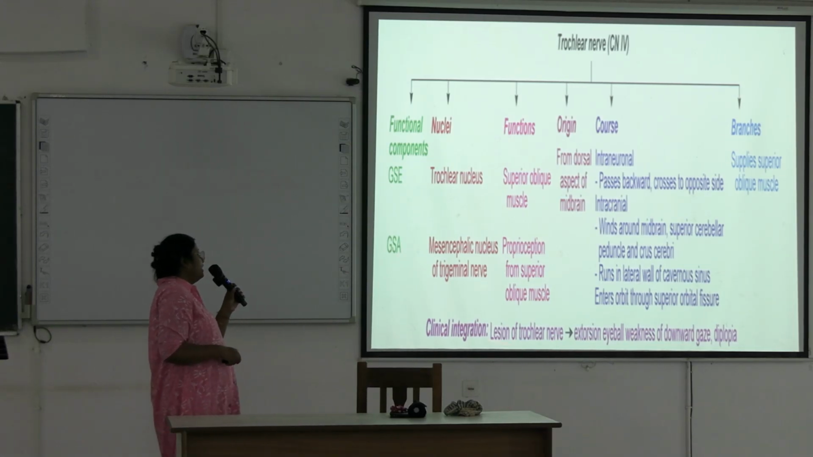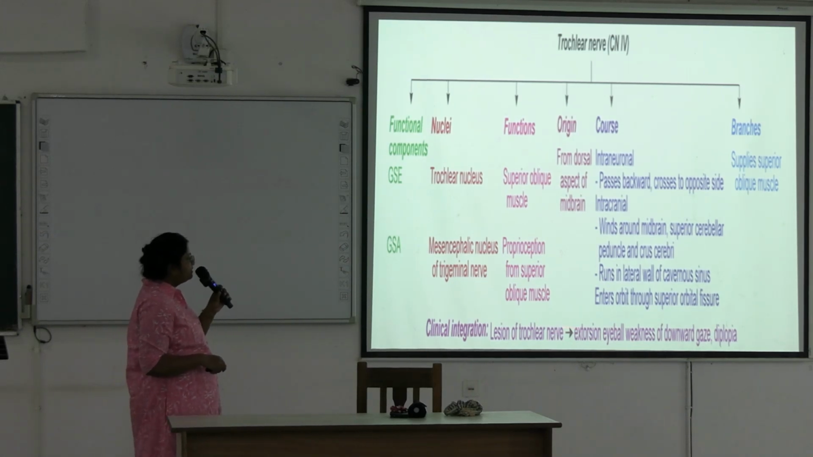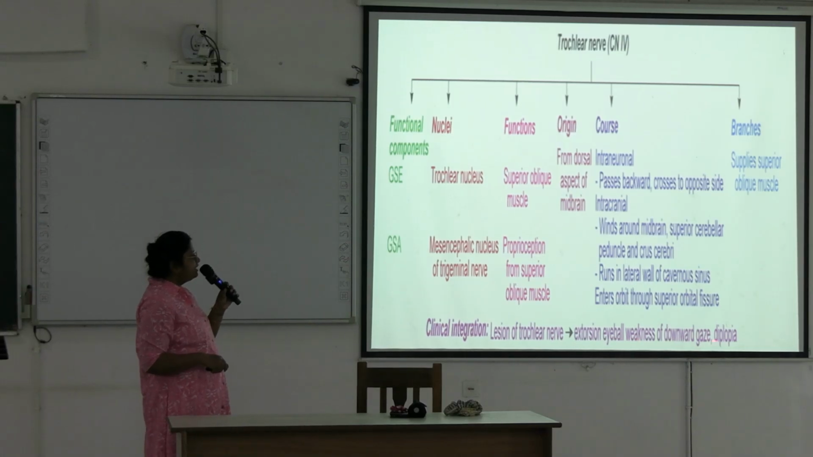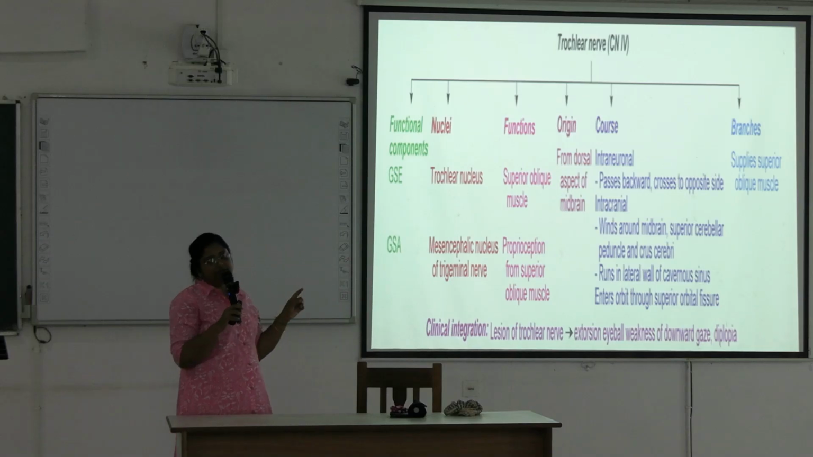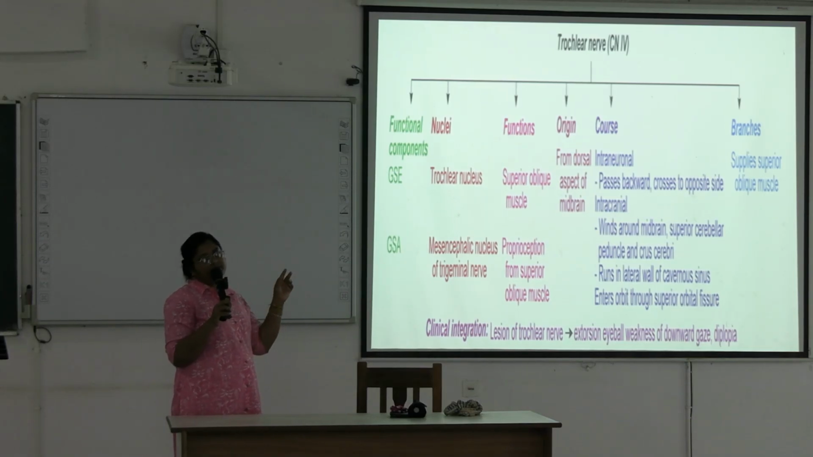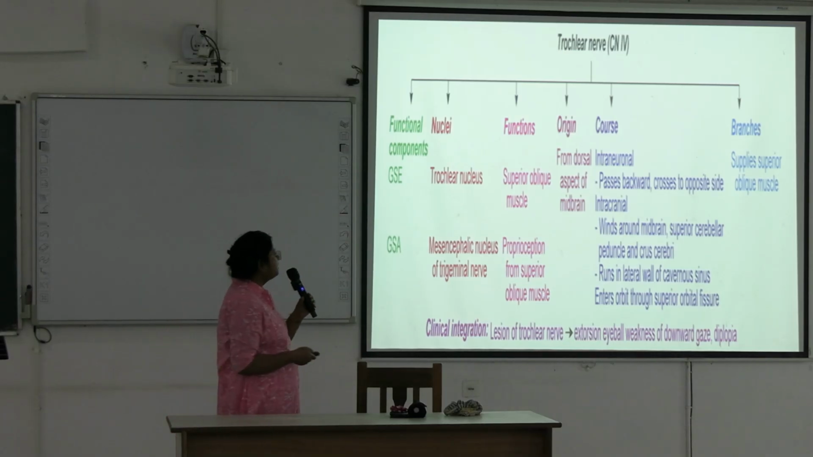This is the branch. And what will be the clinical aspect? Lesion of this nerve will lead to extorsion of the eyeball and weakness of downward gaze and diplopia. Only one muscle is involved here, superior oblique. So function of superior oblique was intorsion. So if it is paralyzed, there will be extorsion. Extorsion means lateral rotation of the eyeball.